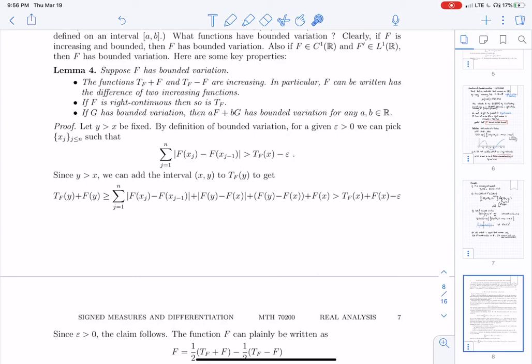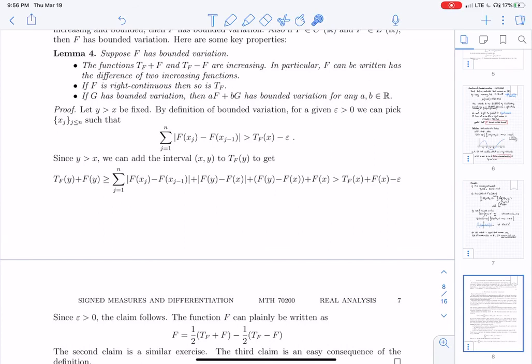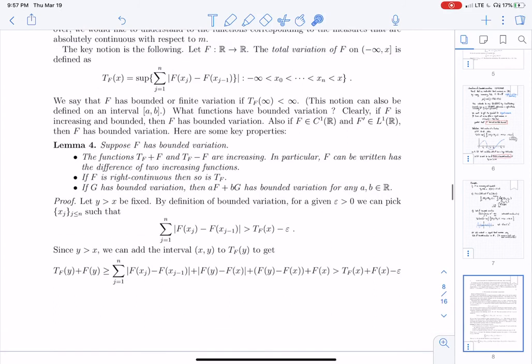Another thing that is important: we always need to have right continuity to construct measures. If f is right continuous, it turns out that T_f is right continuous. I won't do the proof. It's actually in the book. It's just playing with the definition and delta epsilon. And the other thing which is important and kind of obvious is that if you have two functions of bounded variation and you take a linear combination, that's also of bounded variation.